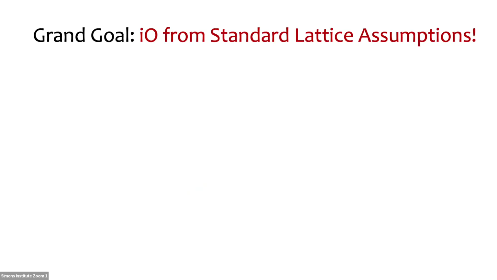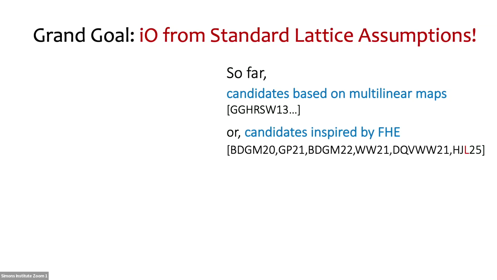And the grand goal, of course, is I want to have I/O from just standard lattice assumptions, whatever standard means to you. And so far, we don't have it. We're very far, right? If we restrict to only lattice-based candidates, we have what? Multilinear maps. And we have a very recent, interesting line of work, which are candidates inspired by FHE. That's all we have.